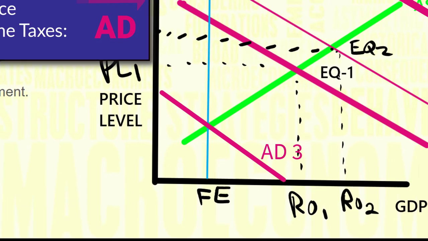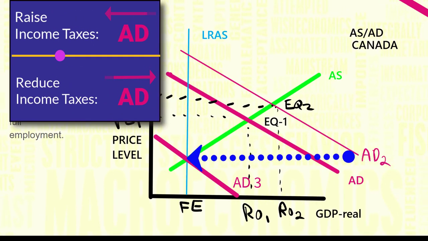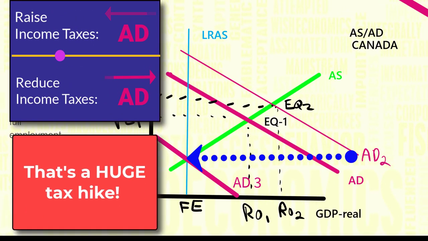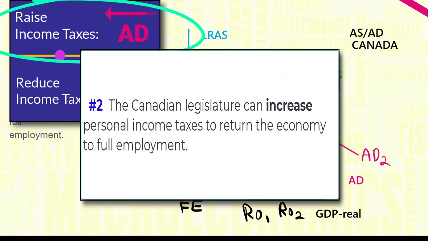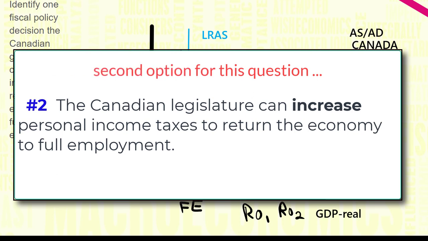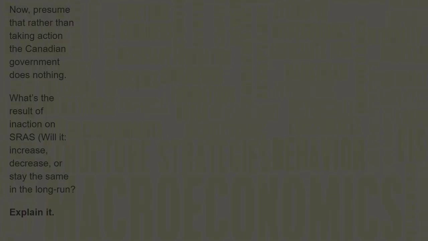Well, it looks like we would be pushing it pretty far to the left. Which one of these would that be? It's this one. You could say the Canadian legislature can increase personal income taxes to return the economy to full employment. Pick one of these two. It doesn't matter. You're going to get full credit.